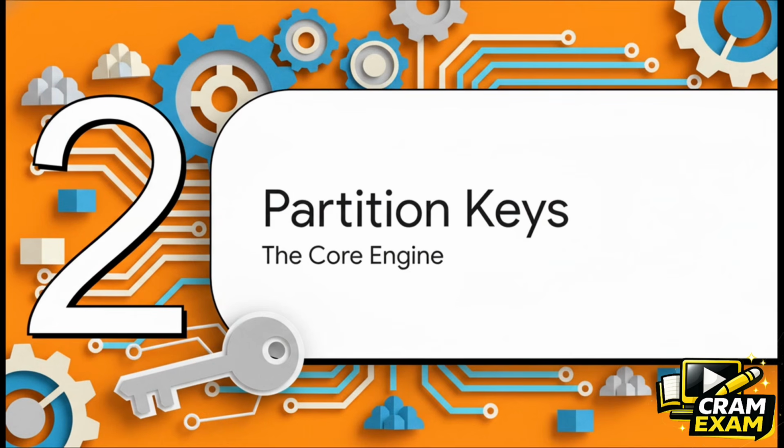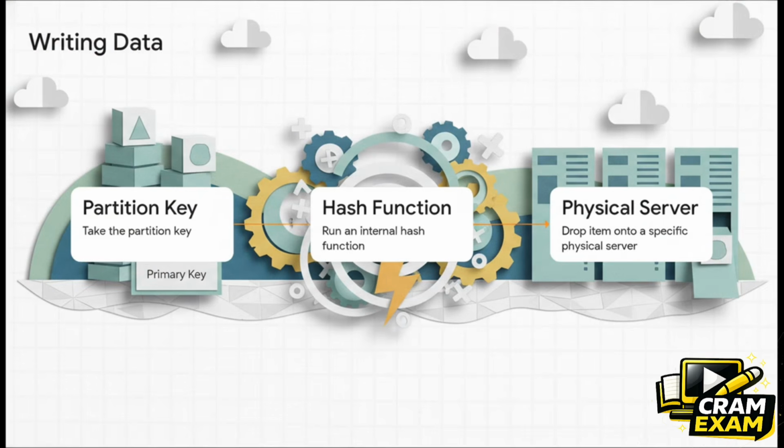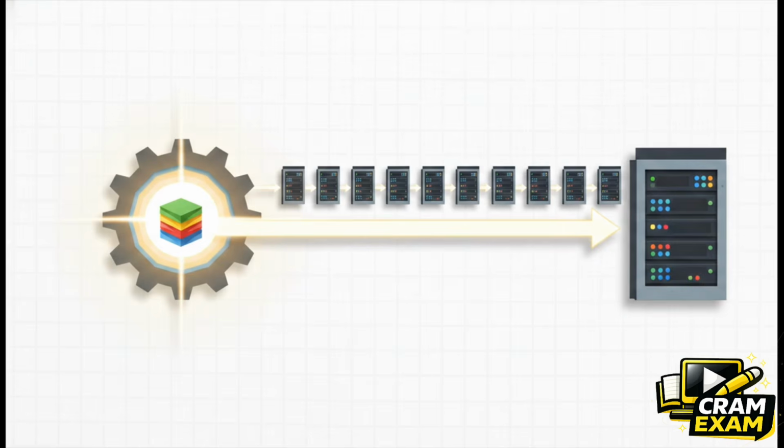Section 2. The core engine, partition keys. So, how exactly does DynamoDB give you single-digit millisecond latency, whether you have 10 items or 10 billion items? Well, it all comes down to the partition key. Every single item must have a primary key. When you write data, DynamoDB takes that partition key, runs it through an internal hash function, and uses the output of that math to drop your item onto a specific physical storage server. And that physical server? That's called a partition. Think about that for a second. DynamoDB does not search a massive hard drive to find your data.